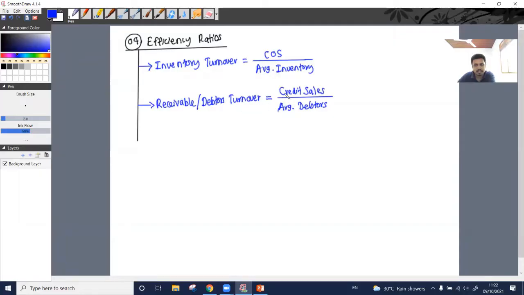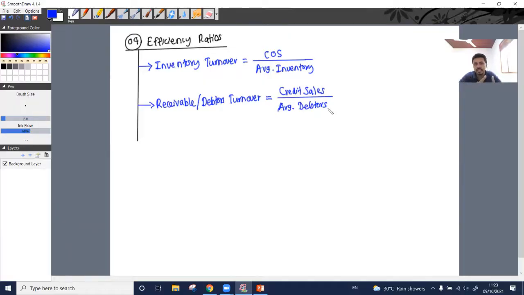Right. So what is the idea of this receivable turnover? What is the idea of this ratio? What is the idea behind the debtors turnover? This is how we can calculate the debtors turnover. So what is the idea behind this? How many times the debtors paying cash for us within a given period? If it is a financial year, within that financial year, how many times the debtors paying cash for us?